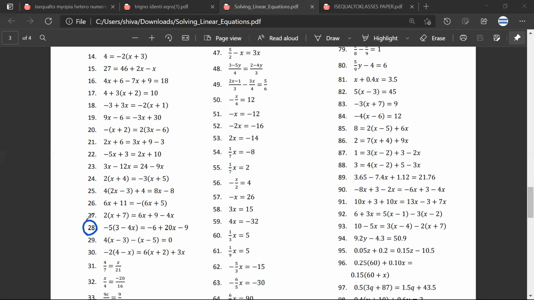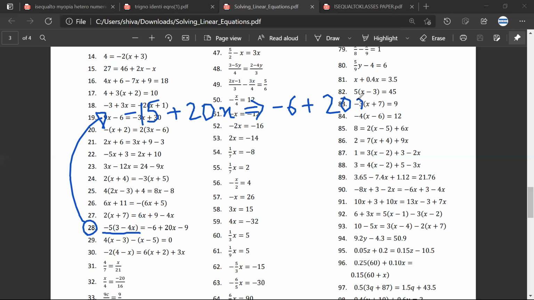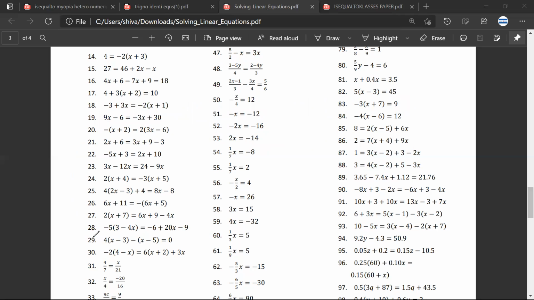Okay. 28. Yes, Mr. Sarthak. What should I write? So we'll first open the left hand side bracket. Minus 5 into 3 will become minus 15, and minus 5 into minus 4 will become plus 20x. And then we'll bring 20x to the left hand side. Again, it's the same kind of equation. Infinite solutions are possible. Again, you can leave this equation, not required. Okay, let us do this equation. 29. Mr. Sarthak.